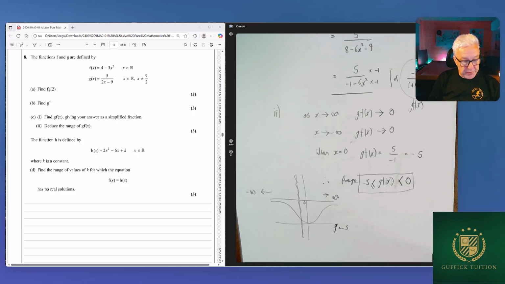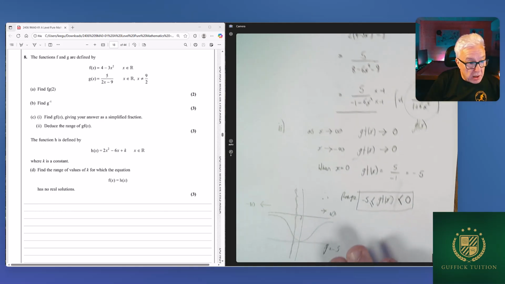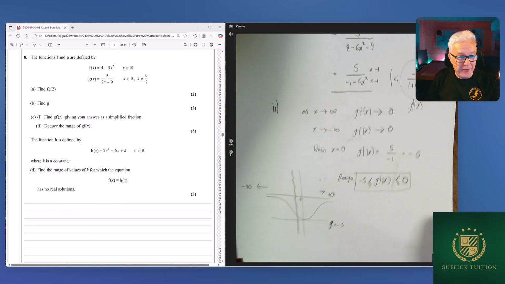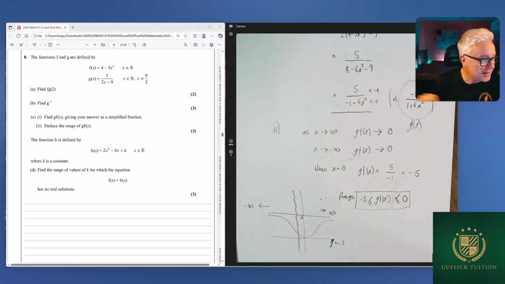Okay, what's next? So we've done that bit. Oh, right. Actually, I haven't quite finished this question yet. Let's do it now. I thought I'd done all of this one, but apparently I haven't. So what's the next bit?